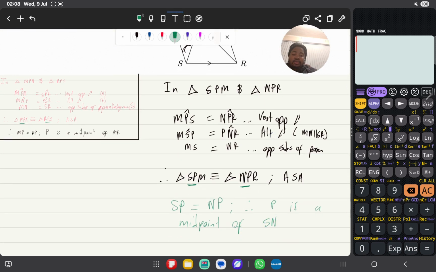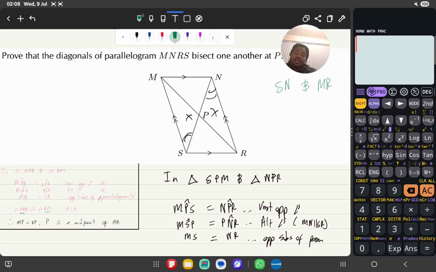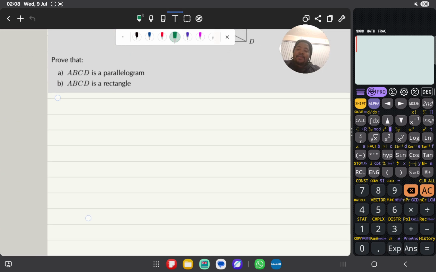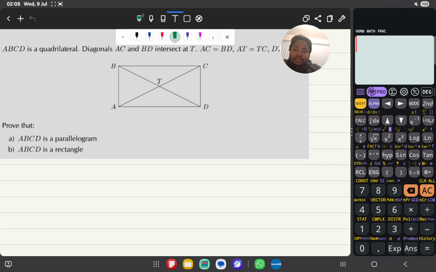right? So from the first proof we showed that P is a midpoint of MR, and then now we have just shown that P is a midpoint of SN, right? From these two proofs we can then conclude to say therefore the diagonals bisect each other, right? Bam, bam. That's it. Let's look at this one.